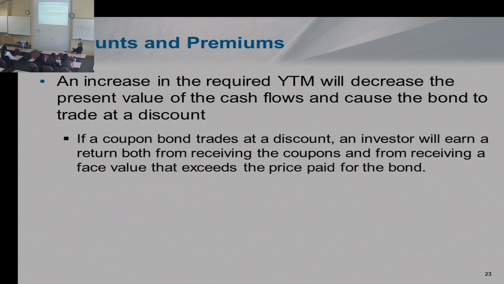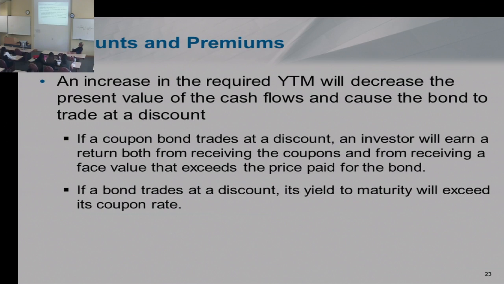And if a bond trades at a discount, do you want to buy bonds that are trading at a discount? Well, if you do, you'll get the coupon payments, which are small, but you'll make a capital gain at the end of the life of the bond. If the yield to maturity exceeds the coupon rate, then the bond will trade at a discount.